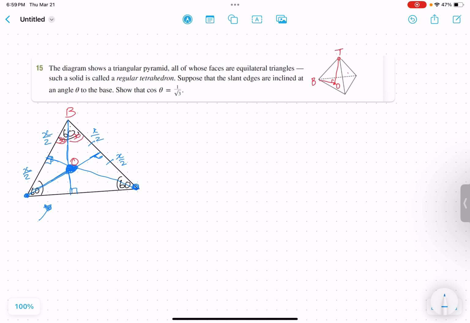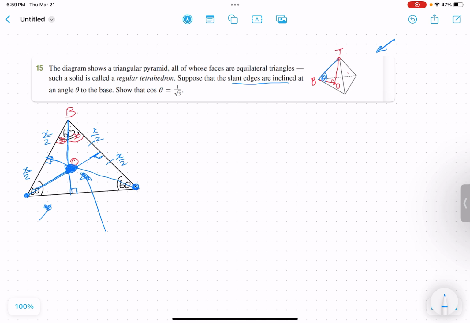So if you have a look at this picture up here, what I've tried to draw is, so we're interested in, it says the slant edges are inclined at an angle, the slant edges, not the slant sides. So I'm taking TB, top to bottom, that's my slant edge, and it's inclined at an angle of theta to the base, so I'm putting theta there. So to the base, I've put B to O is where they all cross. You can see that in this picture here. So there's B to O. So I want to find that angle.